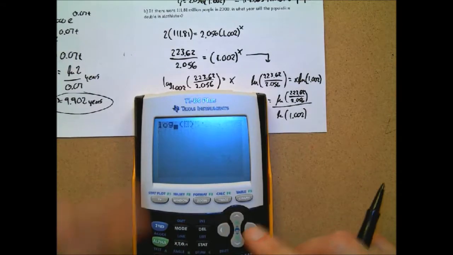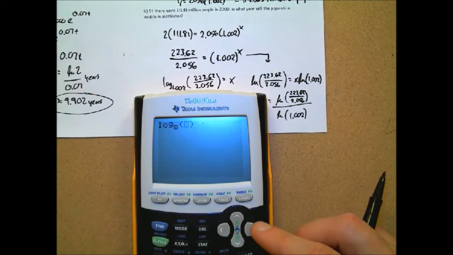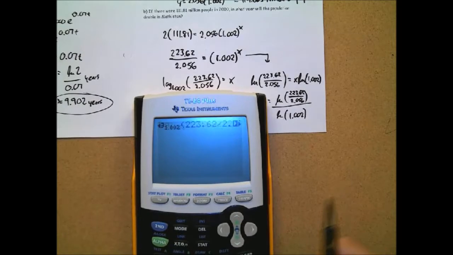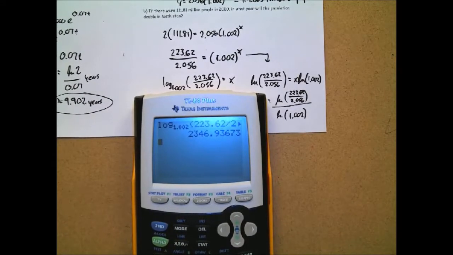So if you're going to evaluate this in your calculator, either use the log base command where you would type in 1.002, and then here the 223.62 divided by 2.056. And you get 2346 approximately, or in the year 2346 maybe. Or you could do, again, the natural log here. So natural log 223.62 divided by, it looks like it'd be more in the year 2347. So the rounding is how you want to be careful here. You could say in the year 2346 or by the year 2347. Because 0.9 would mean we're not quite into 2347. We're almost there. It's like maybe November or December.